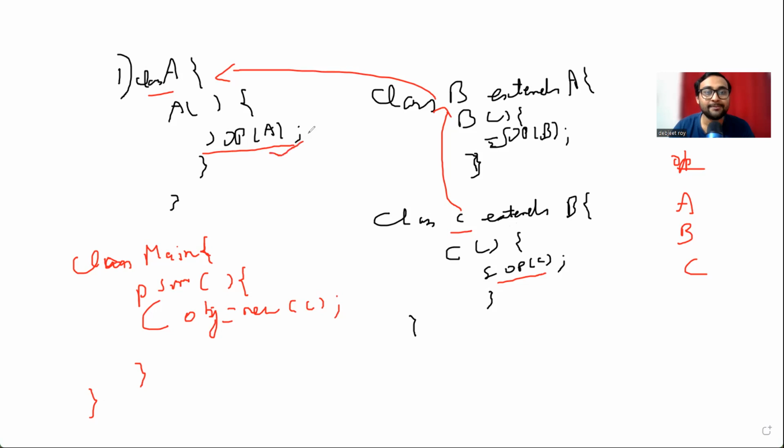The class A constructor will be printed first, then the class B constructor, and then the class C constructor. But if you write B obj equal to new B, then what will happen? If you are creating a B object, it will again print in a top-down approach. First A will be printed and then B will be printed. C will not be printed there.